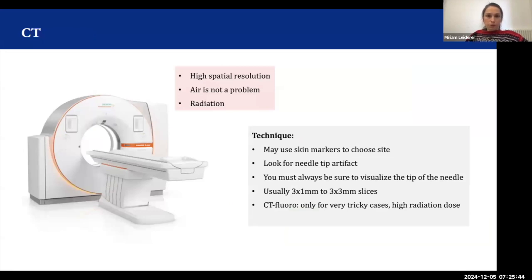Then for CT, well, great spatial resolution. Air is not a problem, and the depth of the lesion, the depth of the tissue, is not a problem. So you can see all the way into the deep retroperitoneum, but also you can see into the lung. Unfortunately, there's obviously radiation for the patient, also for yourself.